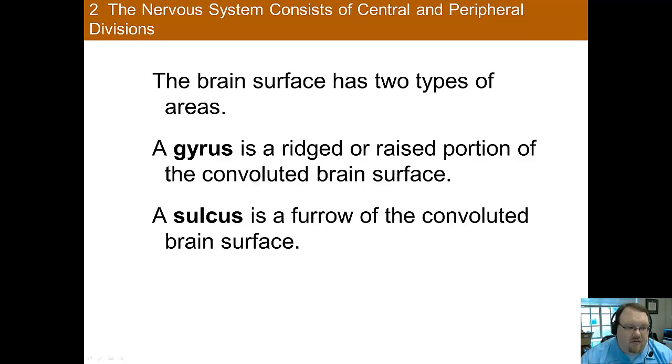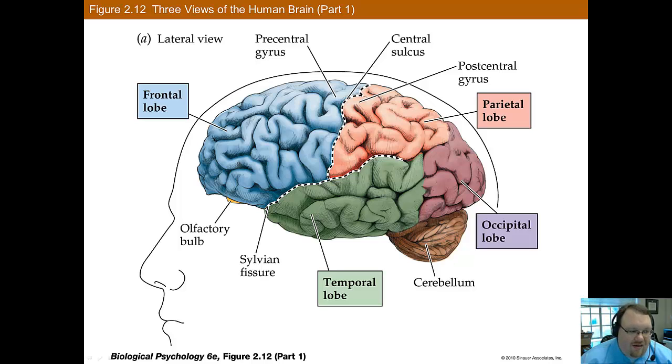The brain's surface has two different types of areas, which you'll see here on the next slide. First of all, you have a gyrus. A gyrus is a ridged or raised portion of the surface. And you also have a sulcus. A sulcus is a furrow or indented part of the surface. So just looking, you have all these folds, these raised portions and these folded portions. Again, the raised parts are gyrus, and the parts that are folded in are sulcus, or sulci if it's plural.